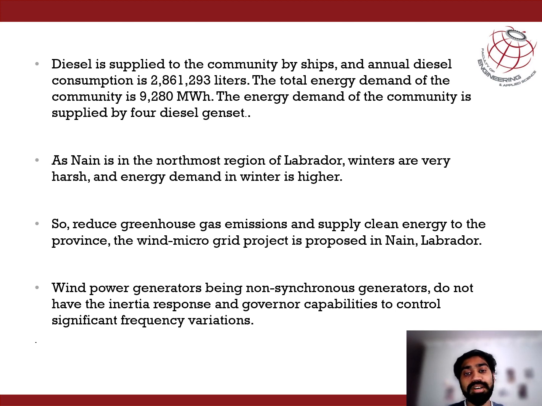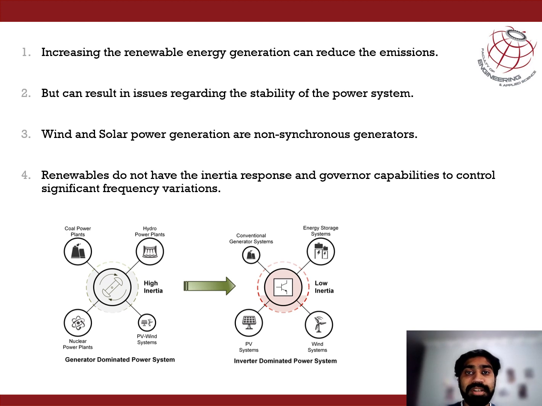As wind generators are non-synchronous generators, they don't have inertia response. So an inverter control method should be provided to control frequency deviation in Nain with the proposed integration of the wind microgrid project. Increasing renewable energy generation can definitely reduce emissions, but it also induces instability in the power system. As wind and solar are non-synchronous generators, they don't have high inertia response. As seen in this picture, nuclear, hydro and coal plants have high inertia, and frequency and voltage control can be done by governor control. But with renewable energy like PV and wind, they don't have inertia response, so an inverter control method should be applied to control frequency and voltage deviation.